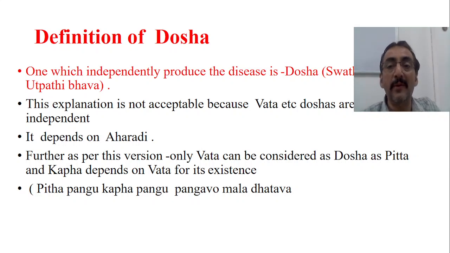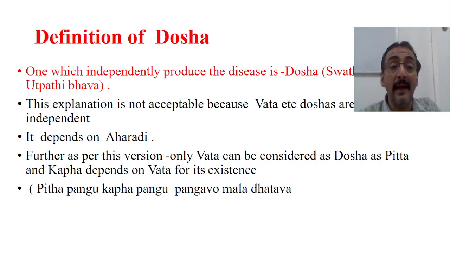Doshas are not independent because doshas depend on aharadi. How are the doshas produced in the body? They are produced from the panchabhautika food which is taken from outside. So doshas depend on the food. They are not independent. Therefore, this criterion is not acceptable.